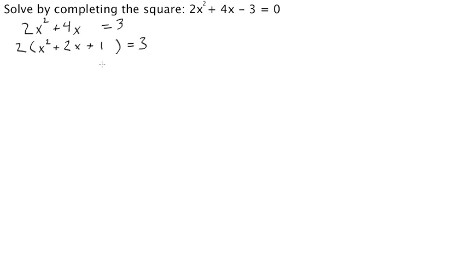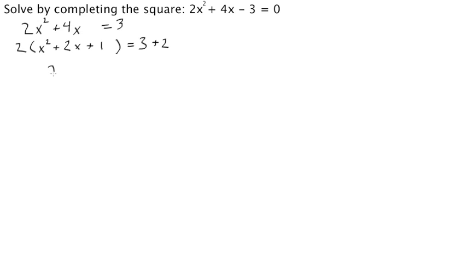But I can't just add 1 out of the blue. In actuality, I haven't added just 1, have I? I've added a 1 here, but it's inside parentheses that are being multiplied by 2. So in actuality, I've added 2 to the left-hand side of the equation. So to keep everything balanced, I must add the same amount to the right-hand side.